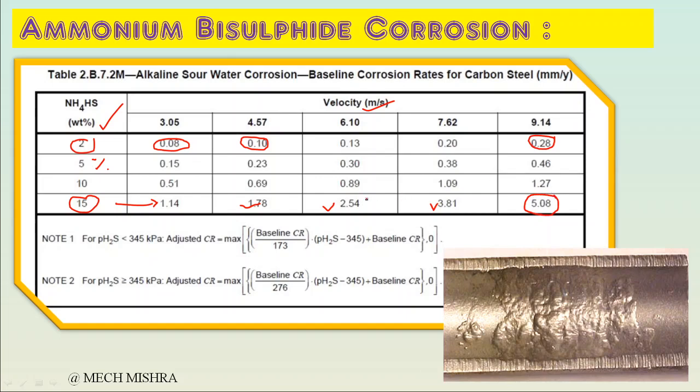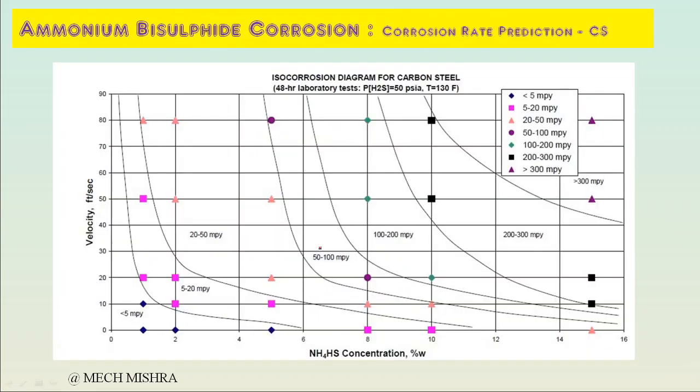Okay, now we have seen that if H2S partial pressure is greater than 50, then we have to calculate the adjusted corrosion rate. The adjusted corrosion rate can be calculated by this formula, and with it you can predict the ammonium bisulfide corrosion rate in our system. This is a very important table given in API 581, you can refer to it. Now we will see some of the iso-corrosion curves.